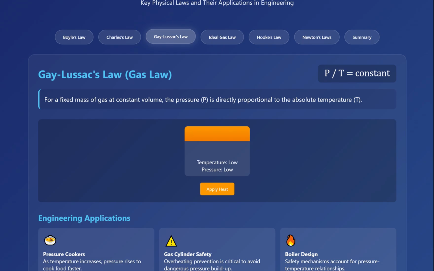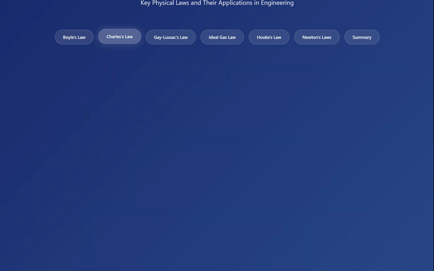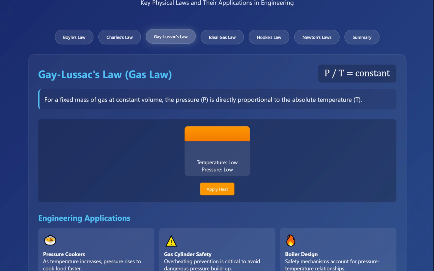When he held volume constant, he realized that pressure and temperature are related directly. If you look at Boyle's law, he's looking at the relationship between volume and pressure. But looking at Charles' law, he's looking at the relationship between volume and temperature, which means the other variable, pressure, is held constant. But this one, called Gay-Lussac's law, he tried to do an experiment between pressure and temperature, but he held the volume constant.